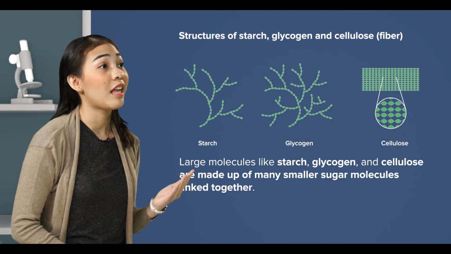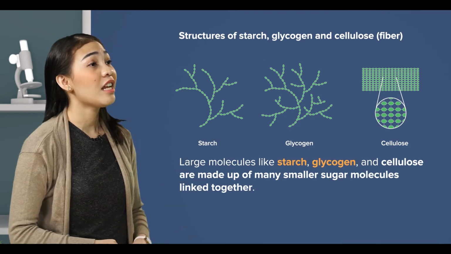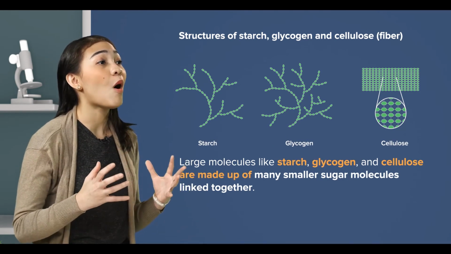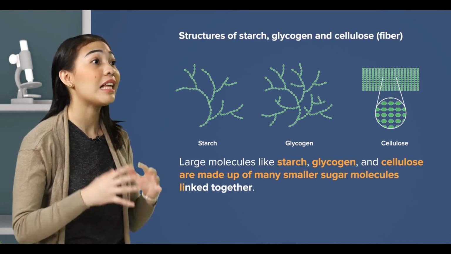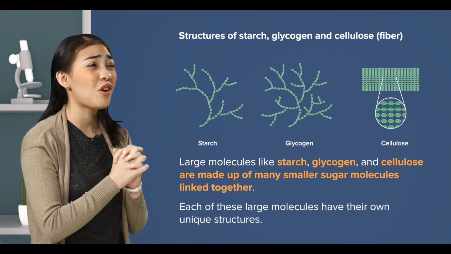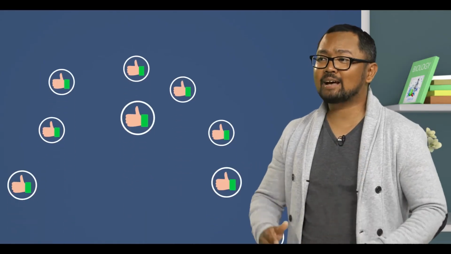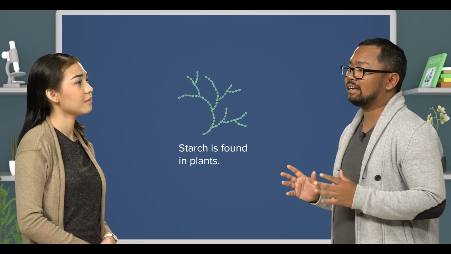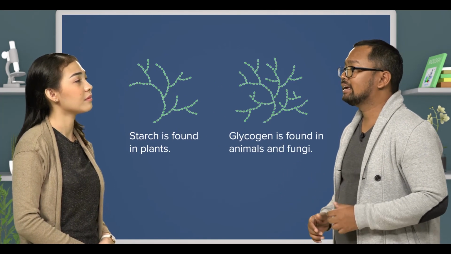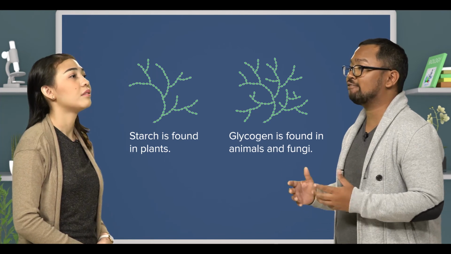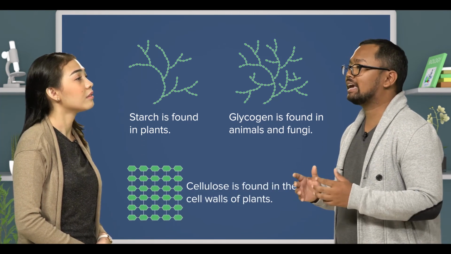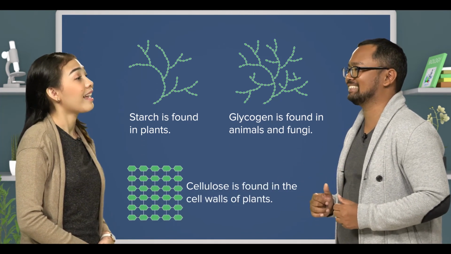Large molecules like starch, glycogen, and cellulose are made up of many smaller sugar molecules linked together. Each of these large molecules have their own unique structures. That is absolutely right. For your information, starch can be found in plants. Glycogen can be found in animals and fungi. Cellulose can be found in the cell walls of plants. I see.